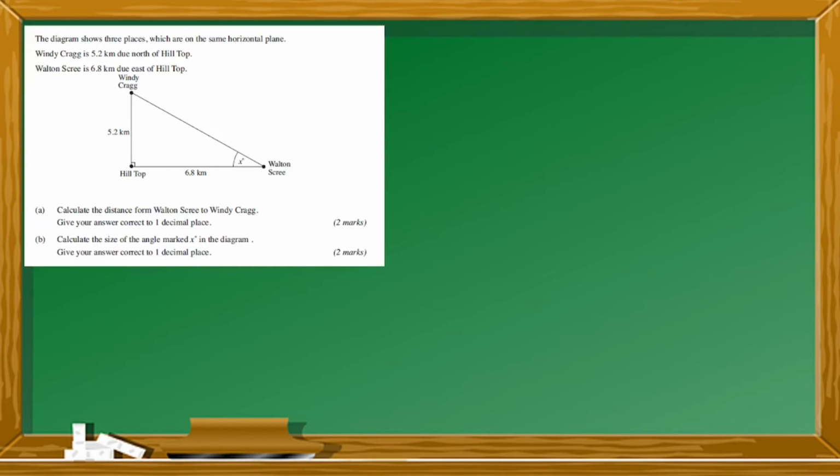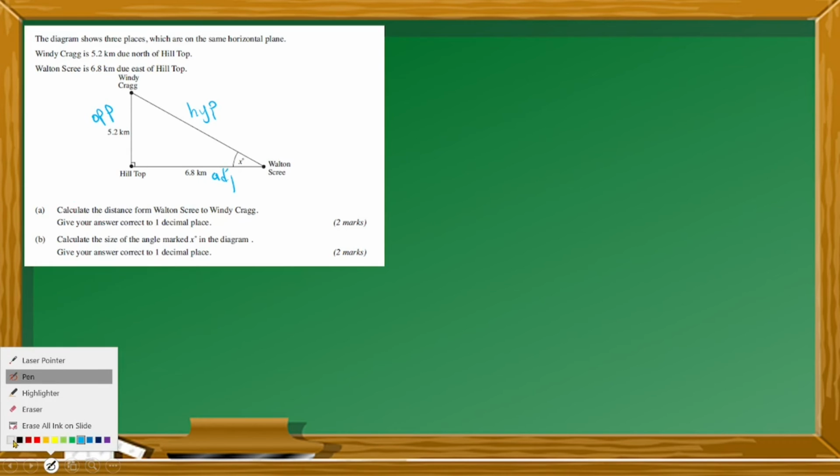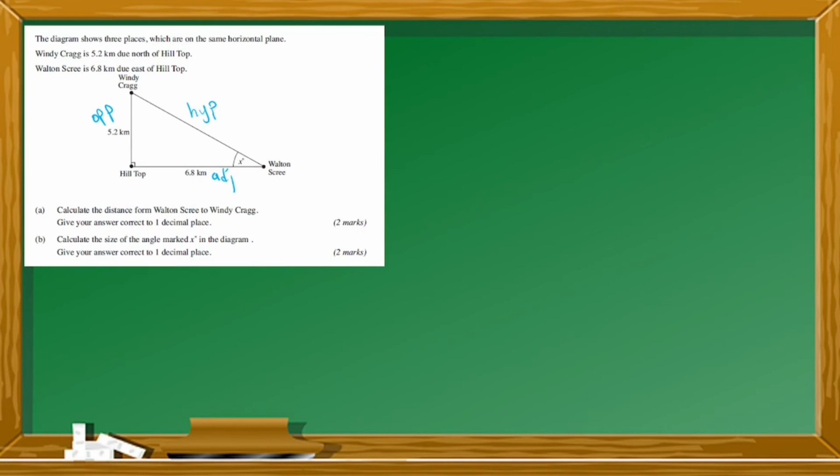Our final question. The diagram shows 3 points which are on the same horizontal plane. So the longest side would be our hypotenuse. We know that this is our given angle, therefore this will be our adjacent side, and this is our opposite side. The first part of the question says that we should calculate the distance from Walton Cree to Windy Crag and give your answer correct to 1 decimal place.